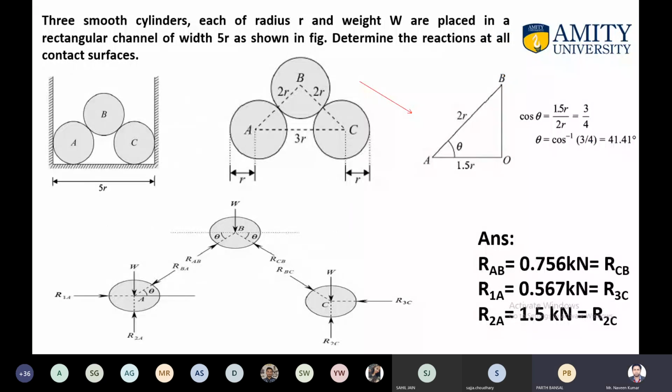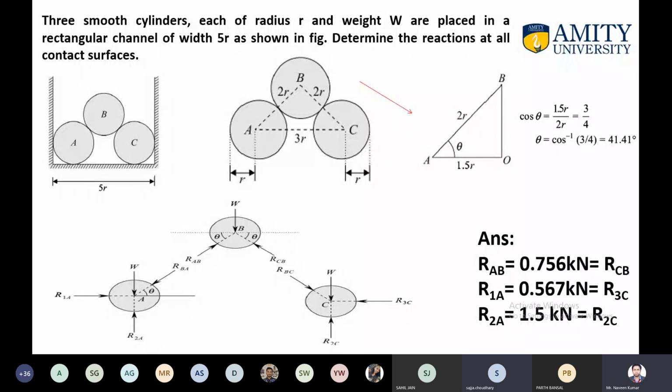Yes, sir. It's a very simple problem which we have discussed yesterday. It is just the extension, nothing you have to do too much in that. In the previous problem, you have the values, and here you don't have the values. You have in terms of W and R.